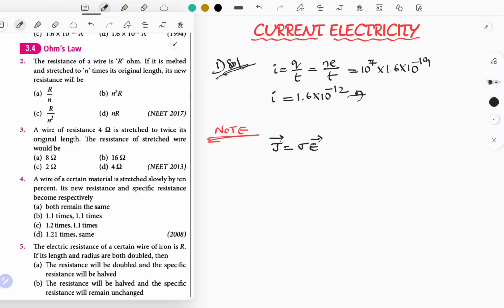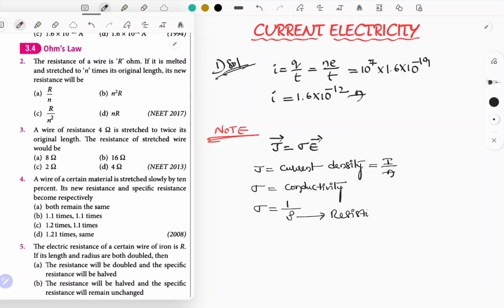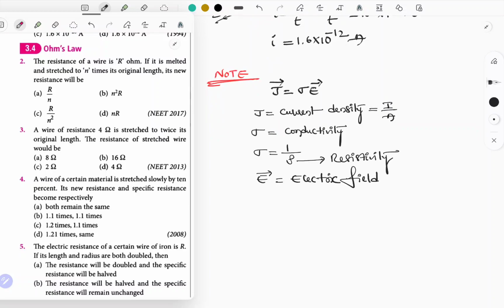Let me write that down. Check out the variables. J is current density, sigma is conductivity. Generally sigma can be replaced as 1 by rho, where rho is resistivity. Conductivity and resistivity are properties of the materials, and E bar is the electric field. This is the actual formula of Ohm's law.